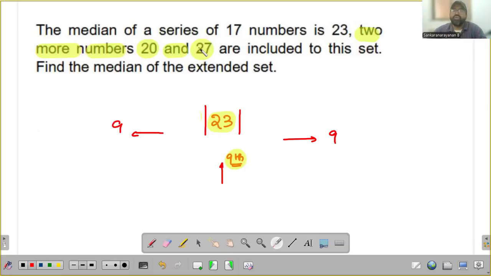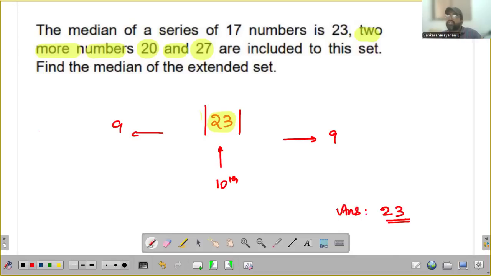Got it? So you can see that the 10th observation thus comes in the center. It tallies now. See, the 10th observation, 9 are there to the left and 9 are there to the right. 9 plus 9, 18, plus this one, that is equal to 19. To the 17 observations, you are adding 2 of them. You can see that the position of the median is actually not changing. The 23 still remains as the middle, the central observation. So the median of this entire set is still equal to 23.